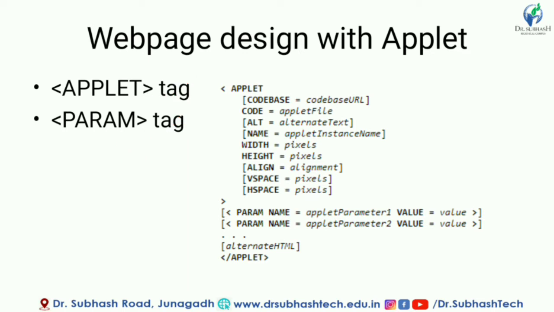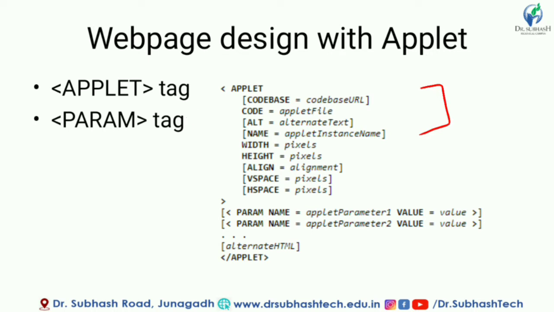Here we can see the syntax of the applet. This is the syntax of the applet tag. In the syntax of the applet tag, you can see the applet tag is started. Then you can see the various attributes of the applet tag. These are the attributes which we can use with the applet tag. In that you can see some of the attributes are within square brackets. You can see the square bracket is given.